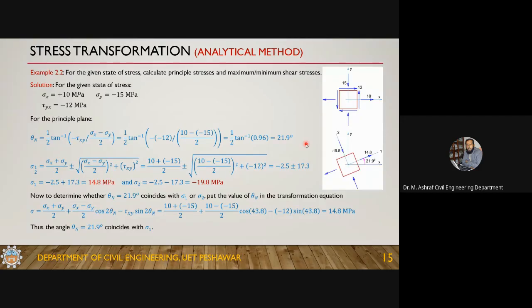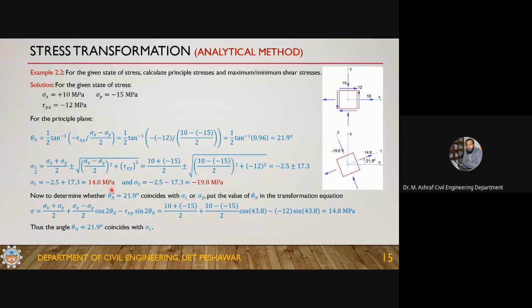A counterclockwise angle of 21.9 degree is made with the x plane. Okay, you can see here that this is our state of stress. So when I rotate this with a counterclockwise angle of 21.9 degree, I'll get these principal stresses. This is the expression for the principal stresses. I derived this. You need just to plug in the value of sigma x and sigma y and tau xy in this expression. So you will get 10 minus 15 divided by 2 plus minus this. So you will get minus 2.5 plus minus 17.3. So sigma 1 is 14.8 and sigma 2 is minus 19.8. Okay. So you got these two values.